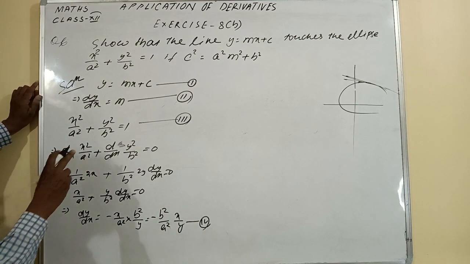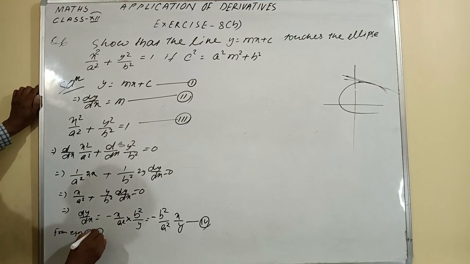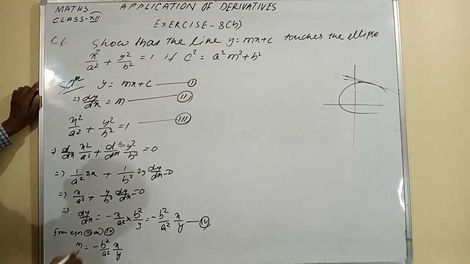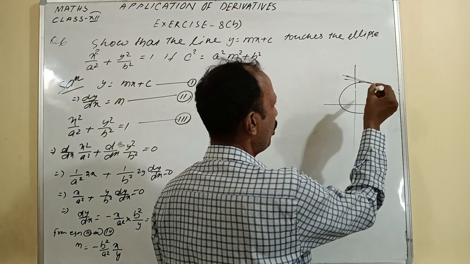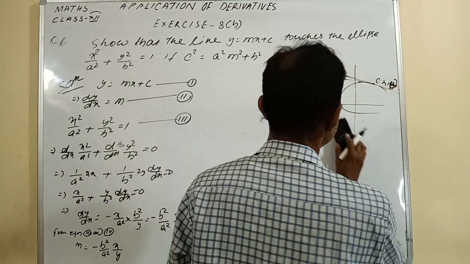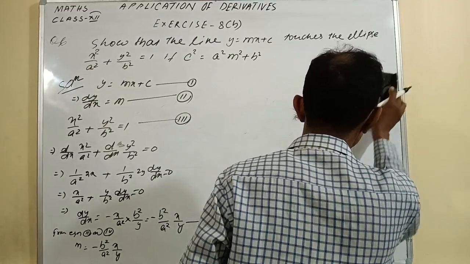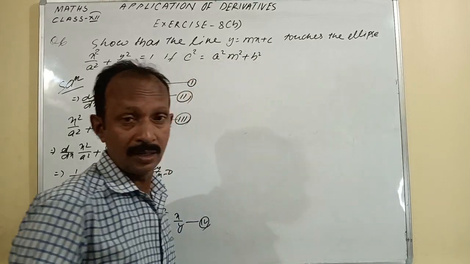So from equation 2 and 4, what we get? m is equal to minus b²/a² x/y. Okay. Suppose this point of contact, let it be alpha and beta. That means it will satisfy both the equation of the ellipse and the equation of the line.